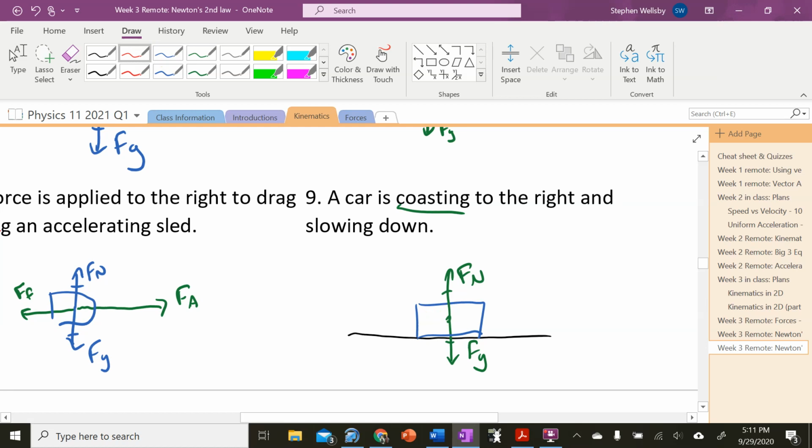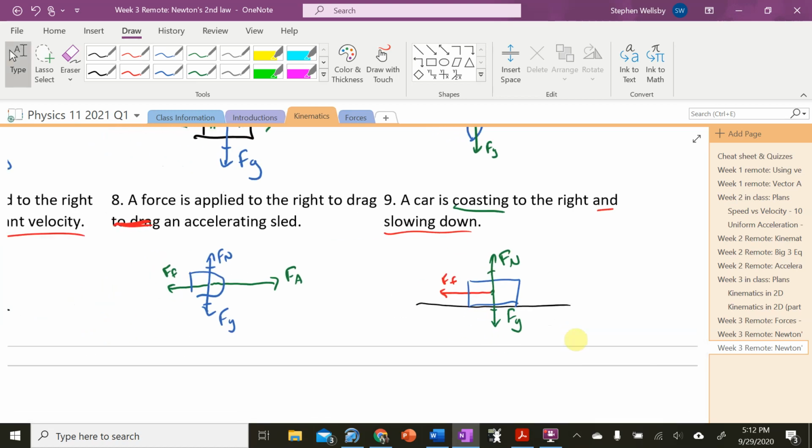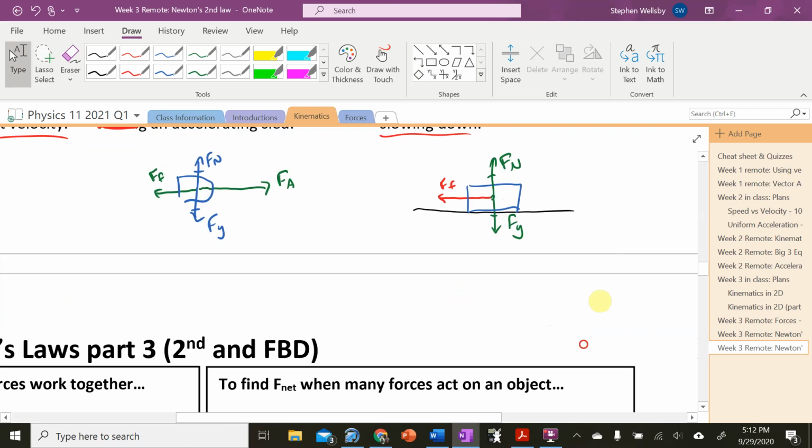This is like putting your car in neutral. It's just moving along. There is no force going to the right, but there will be a frictional force going to the left, which is causing it to slow down. So again, we can see that there's a net force. The force of friction is not balanced by anything, not being canceled out by anything, so that means that it must be slowing down. Okay.